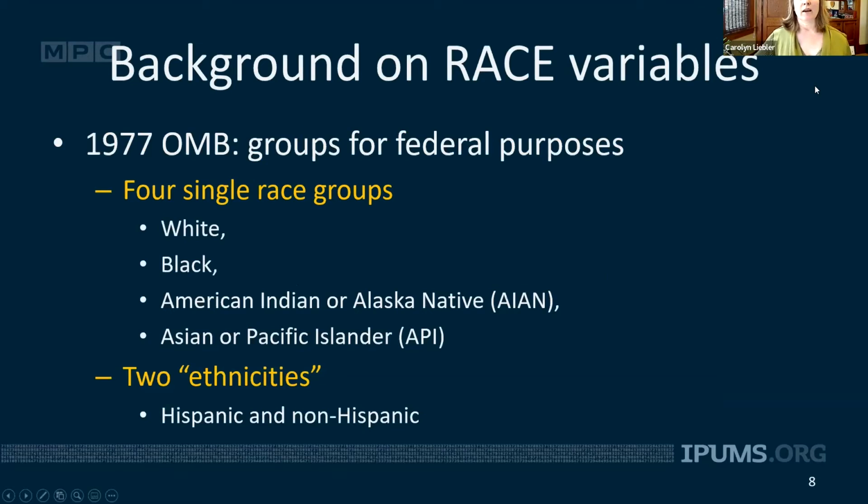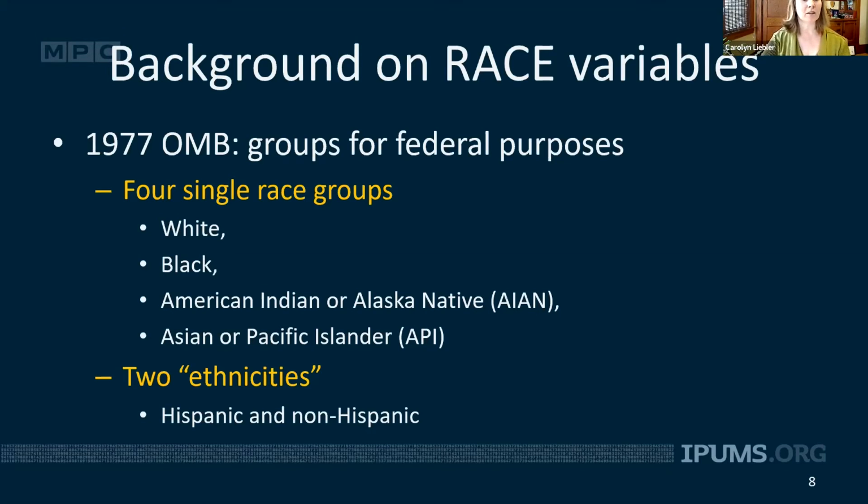So why do we even have this issue with race? In 1977, the federal government decided that we need some federally defined races for the purpose of dealing with new civil rights legislation. So the Office of Management and Budget, which is a division of the executive branch, decided that we would have 4 officially federally defined single race groups, and that every federal data resource needed to include, at a minimum, these 4 single race groups and 2 ethnicities.